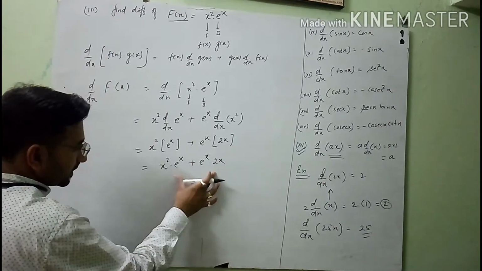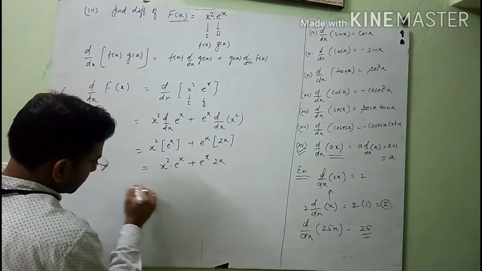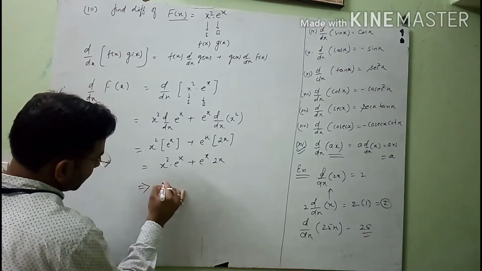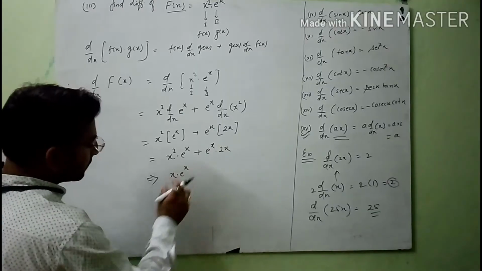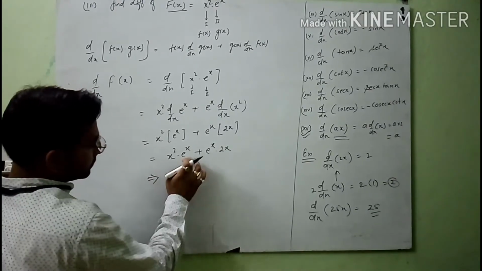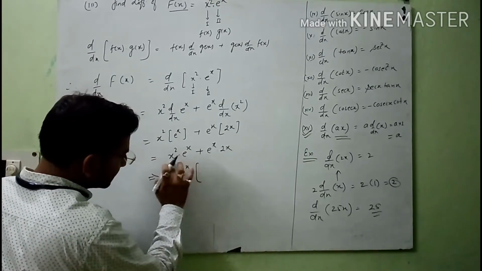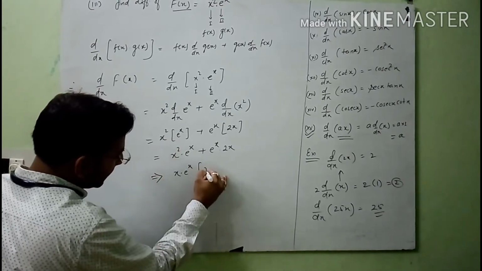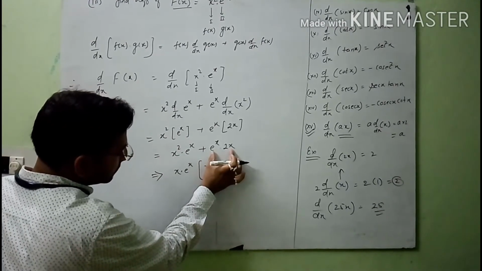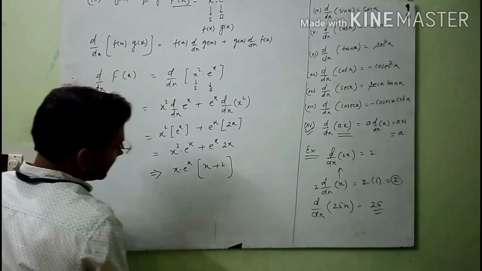If you want to take common, you can take common x and e^x from these two terms. So after taking common, I will write here x into e raised to the power x. After taking common, see here, x into e raised to the power x is common. So what is remaining here? Only x. And here x e raised to the power x is common. What is remaining here? Only 2. So I will write it like this.